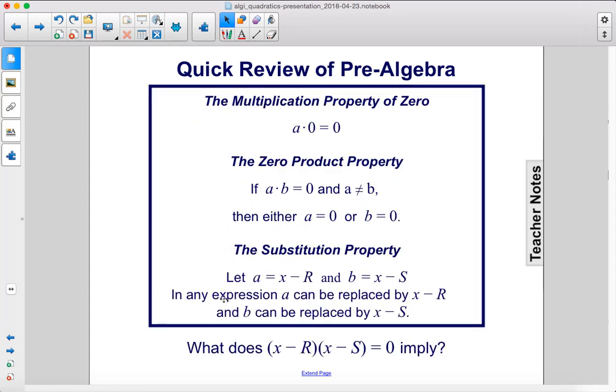Let's combine all of those properties together. So the multiplication property states that a times 0 equals 0. The zero product property states that if a times b equals 0, then either a equals 0 or b equals 0. And finally, the substitution property, where we can replace a with x minus r or b with x minus s. What does x minus r times x minus s equals 0 imply?